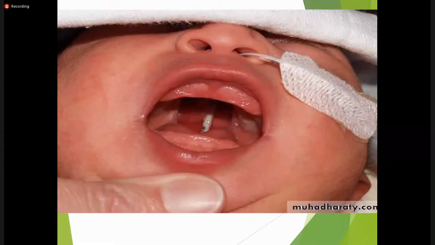And this is a very problematic thing, because it's a very large one, and it causes difficulty in feeding.